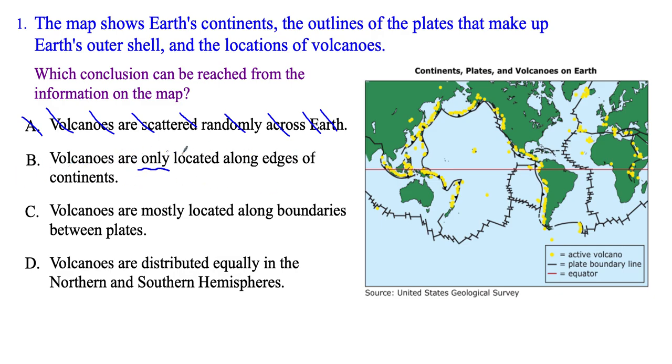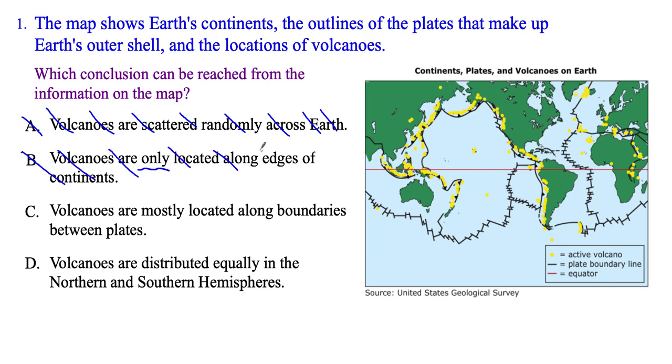So it says volcanoes are only located along edges of continents. What do you think? You think that's true? Are they only located along the edges of continents? In other words, if I can find one volcano that's not on the edge of a continent, I can eliminate B. Well, let's see. Here's one right here that's not on the edge of the continent. Here's another one here, so we can get rid of B.